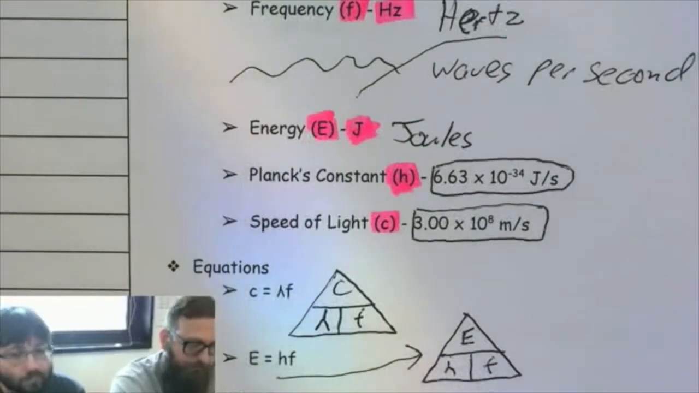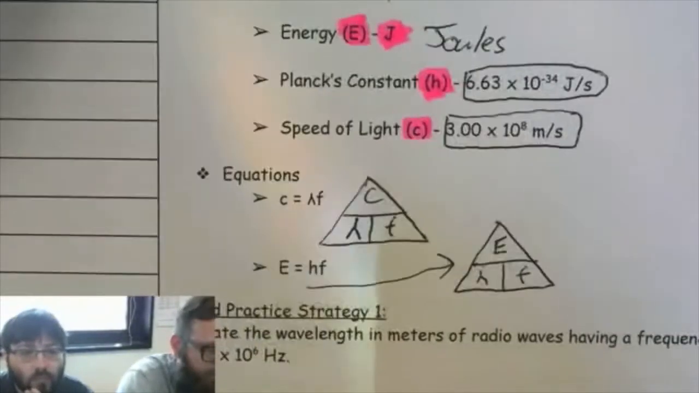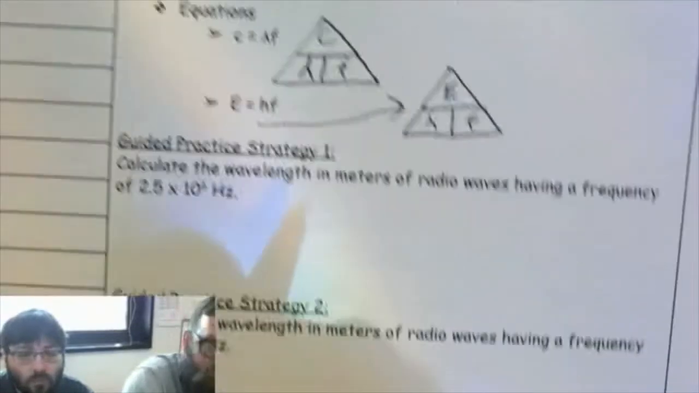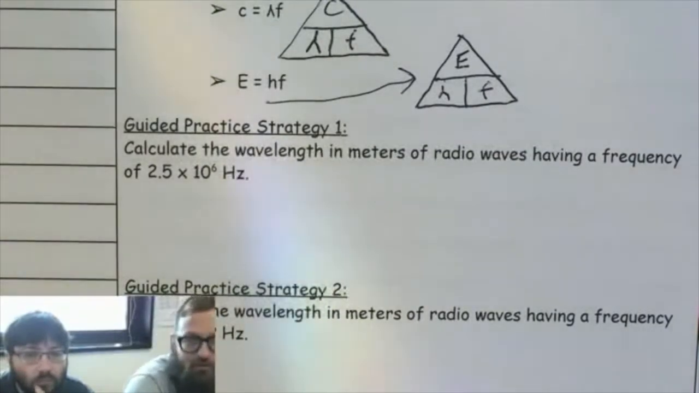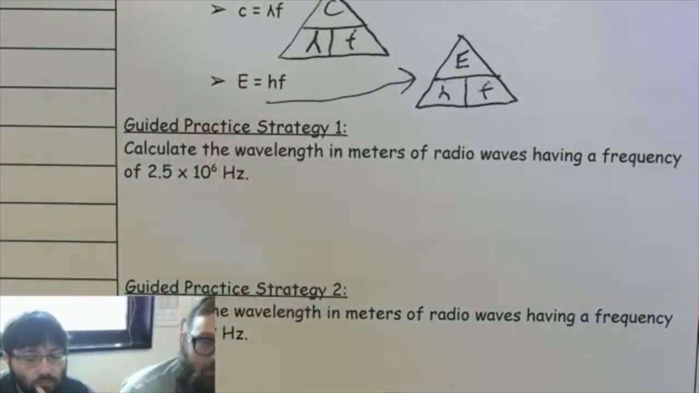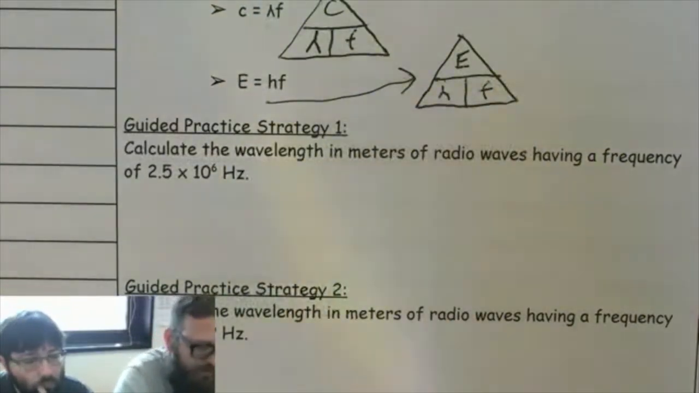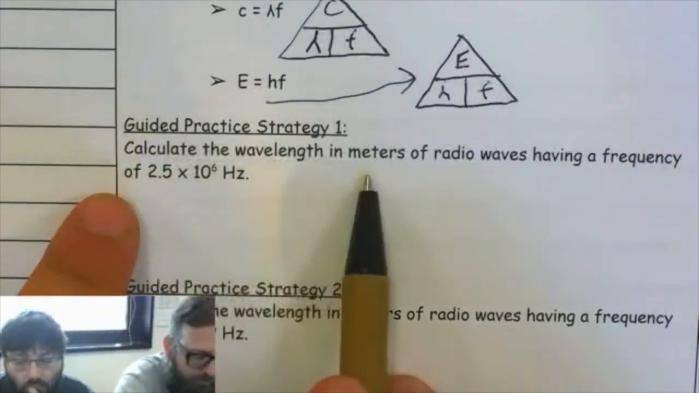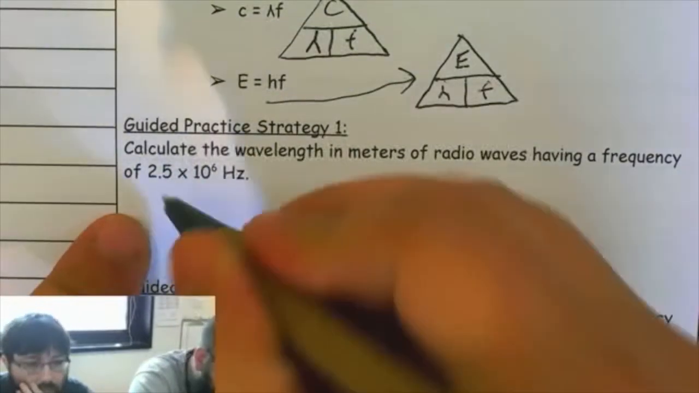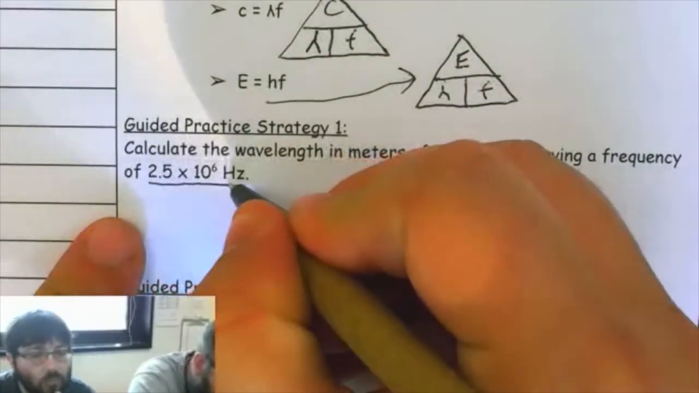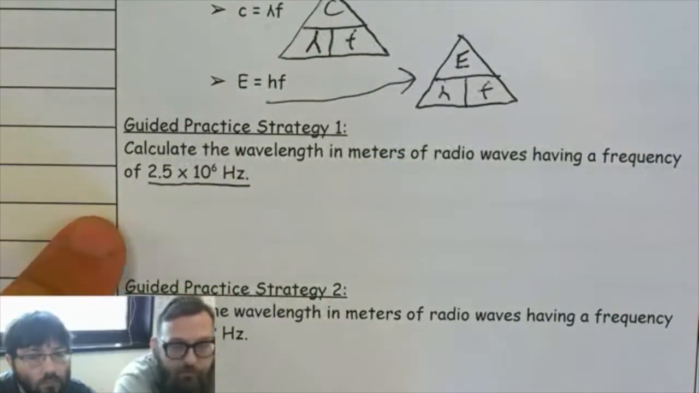Okay. So I'm going to show you a couple of practice problems, and we're going to use the easy method, the triangle method first, and then we'll show you another method too. That might be easier for some people, but for most people this first method will usually work better. Okay, so it says, calculate the wavelength in meters of radio waves having a frequency of 2.5 times 10 to the 6 hertz. Now when you've got a problem in chemistry, what's the first thing you should try to do?